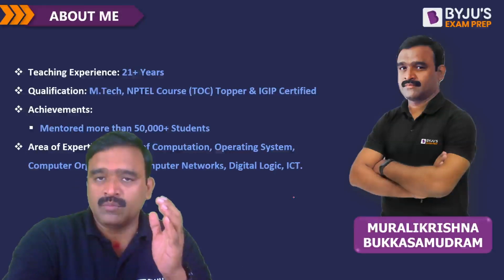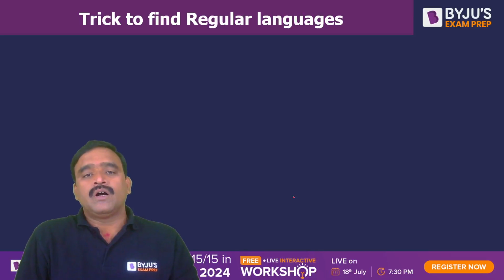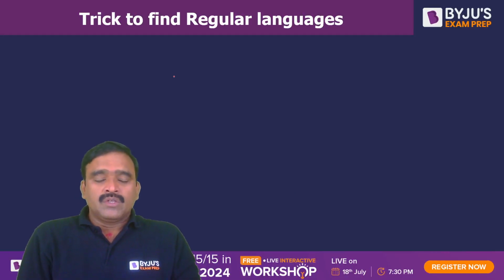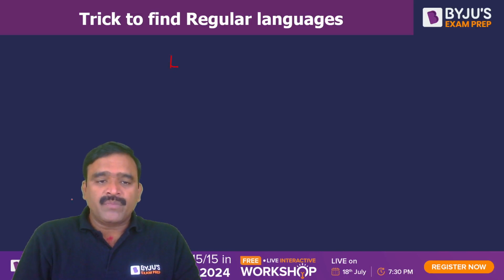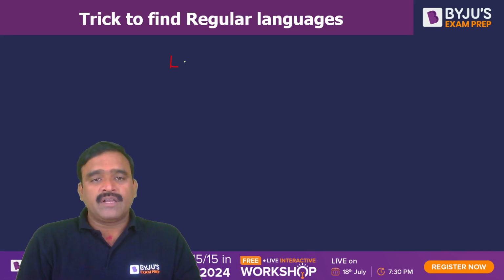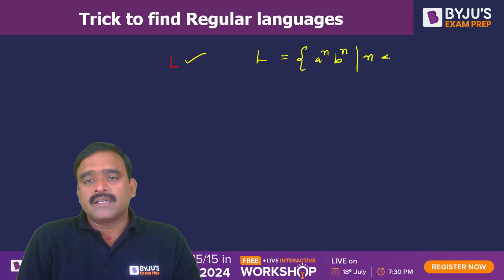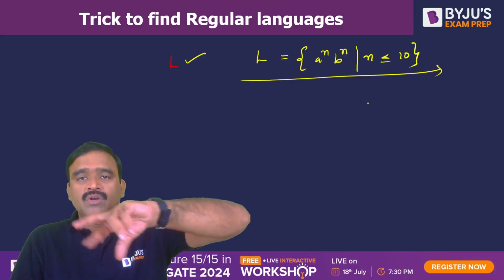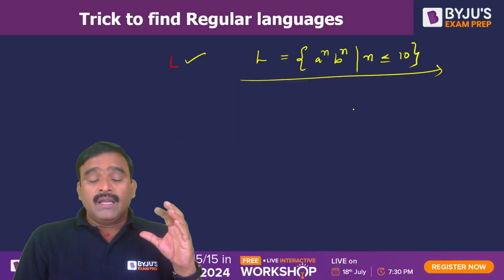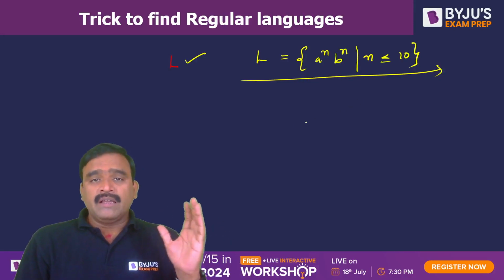Within this small video, you are able to learn how to find out regular or non-regular. Usually, if you take any language L, and the language is infinite, it may be regular or may not be regular. The language which is finite is always regular. For example, if L is a language, L equals a power n, b power n, such that n is less than or equal to 10, it is finite. The maximum number of strings is from 0 to 10, so there are 11 strings.